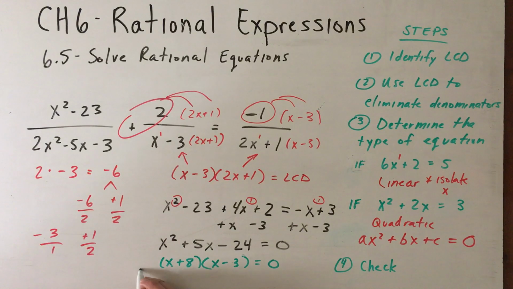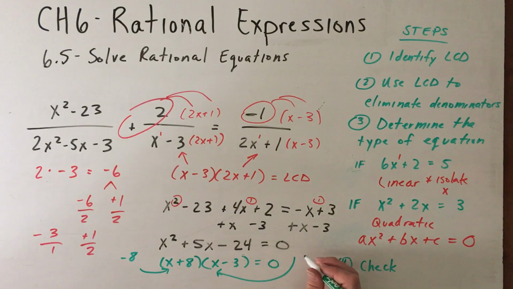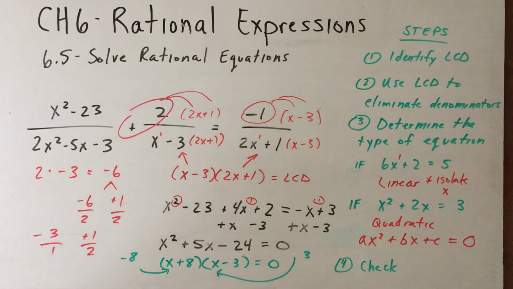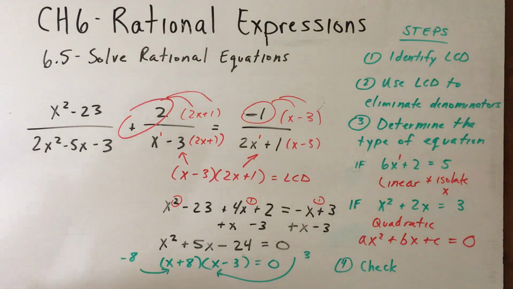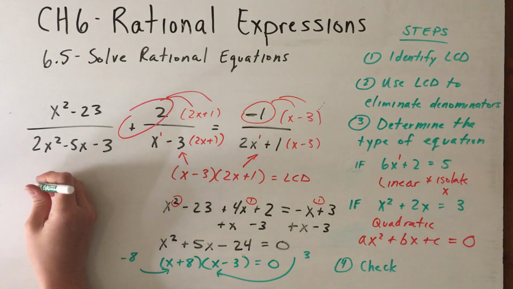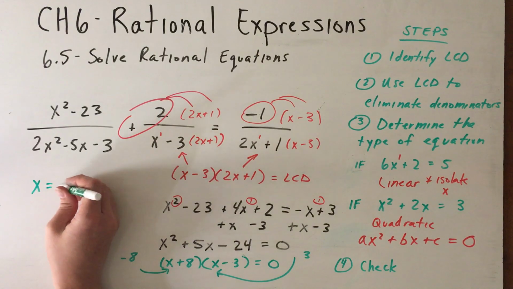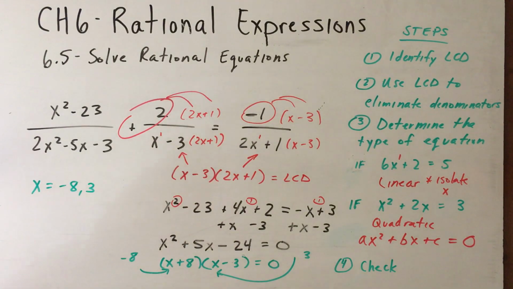What I would have to plug into this factor right here to make this factor 0, for x, I would plug in a -8. And what would make this factor 0 is if I plugged in a +3. So that means the solution here is that x is -8 and a +3. And you might be thinking, okay, great, we're done. But we've only completed step 3.